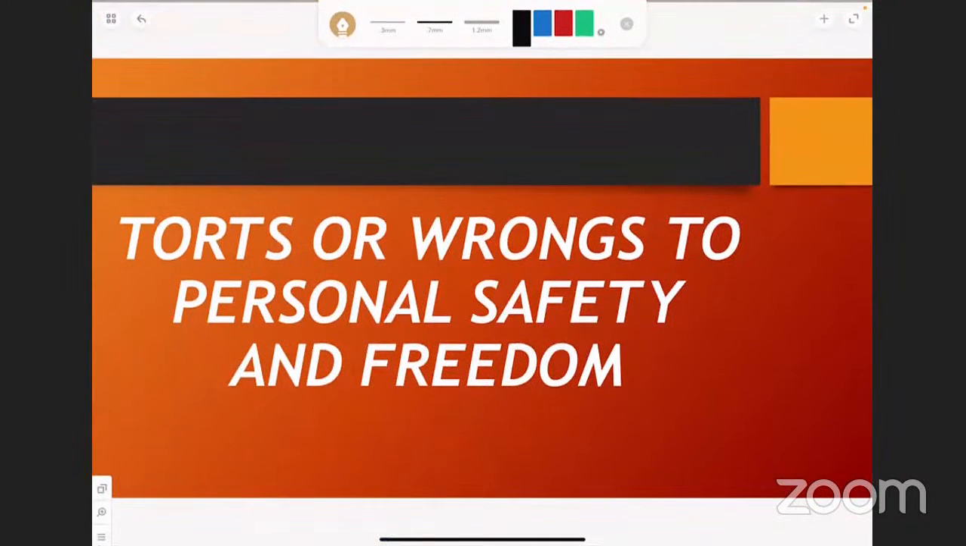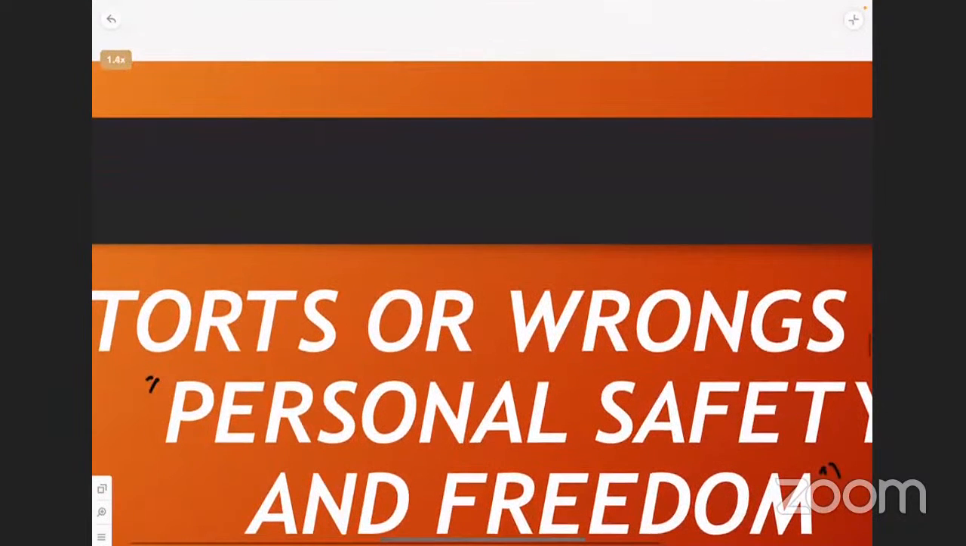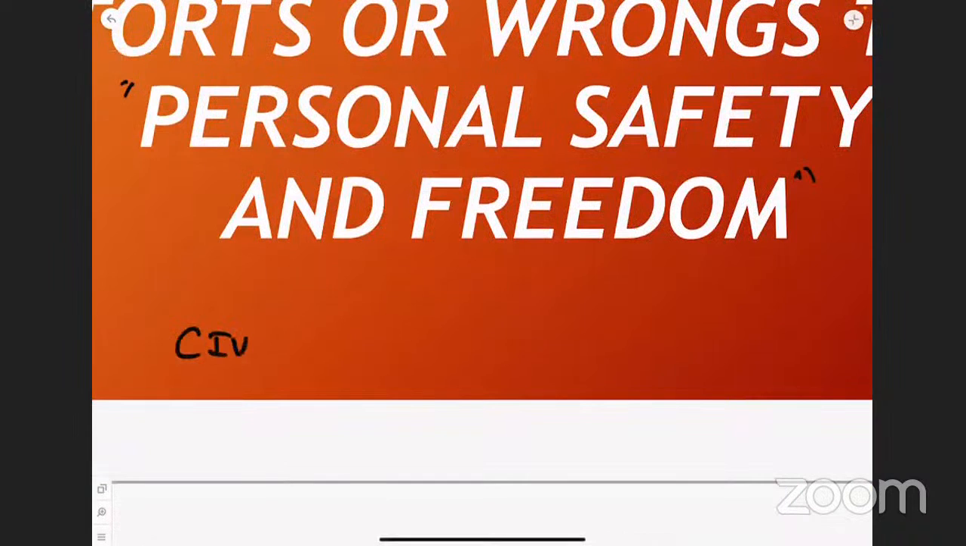Yes, so this is the law of torts, and in this law of torts, we'll be doing very interesting concepts relating to wrongs to personal freedom, personal safety, and freedom. So, what is a tort? What is the first important thing you should know when we say tort? It is a civil wrong, or what we can call a private wrong.